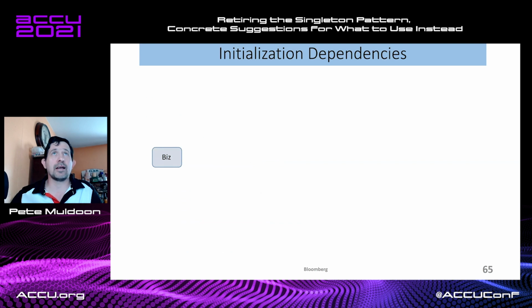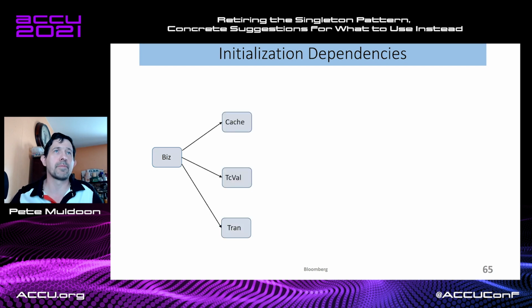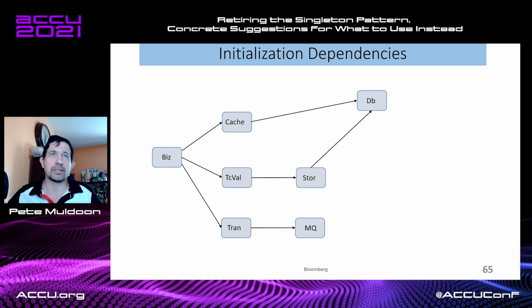So doing this now, I can say, look, I have some kind of biz singleton, right? Someone has created some kind of business singleton. You know what? Inside of it, it called three singletons, a cache, a TC val, a tran. I had to make sure in my main, this is the way it was happening, that it was done in the proper dependency order. Turned out TC val depends on store, but cache depended on DB as did store. So I can have any kind of graph here.